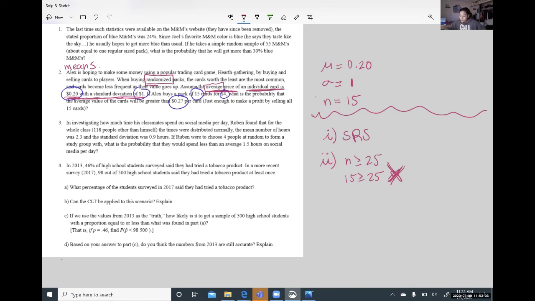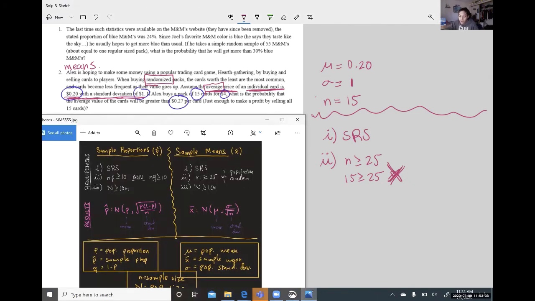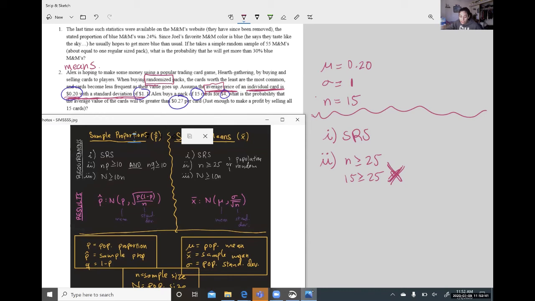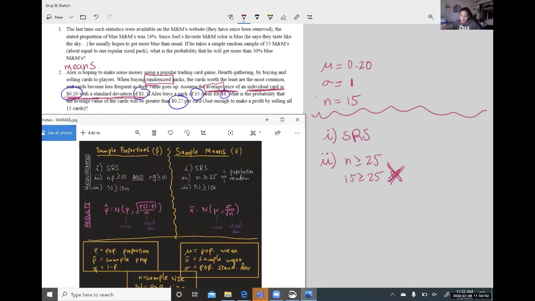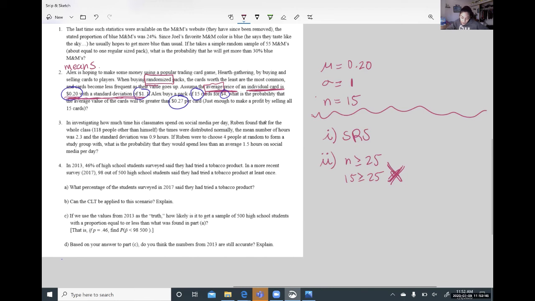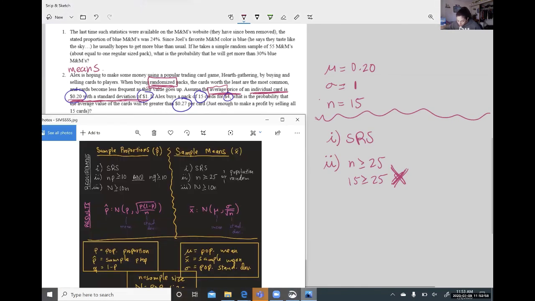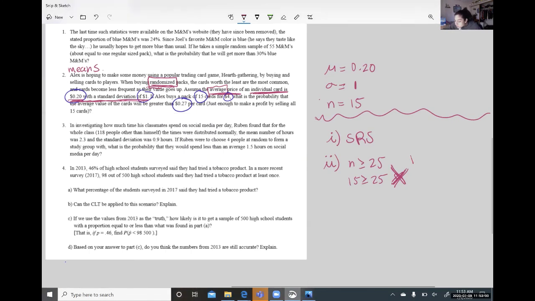But if you look at our second requirement, it gives us another option. It says, or the population is normal, right? Now here, we have it randomized, and they also told us the mean and the standard deviation. So here we have a normal distribution. So this is going to be a normal population, okay? And so then it would satisfy the second requirement there.